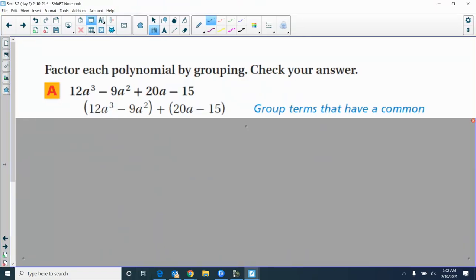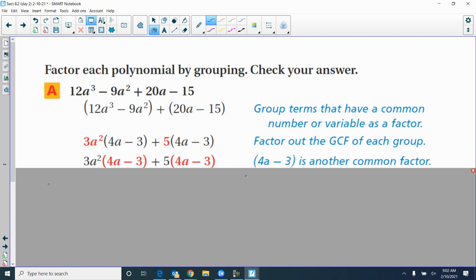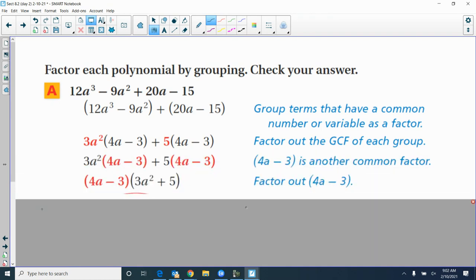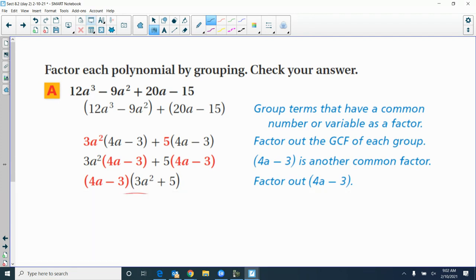there's a GCF here of 3a squared, and there's a GCF here of 5. Now, when I factor that out, take a look what happens in parentheses. I get the same thing in parentheses, and now I can rewrite it as 4a minus 3 times 3a squared plus 5. So if I got 4 terms, this is something called grouping.